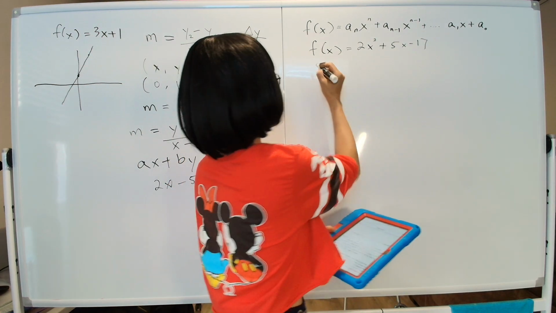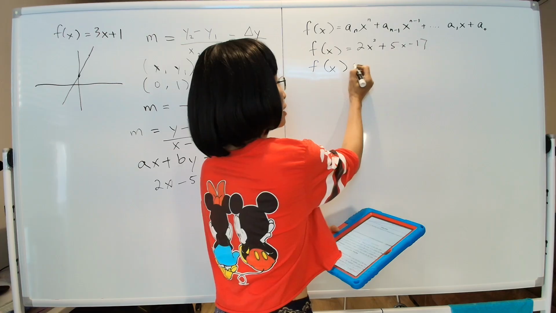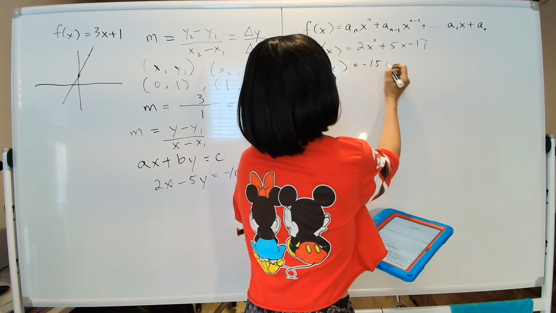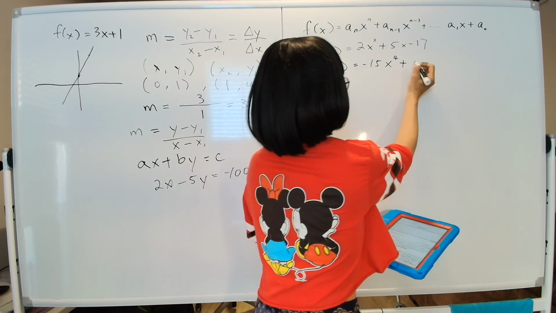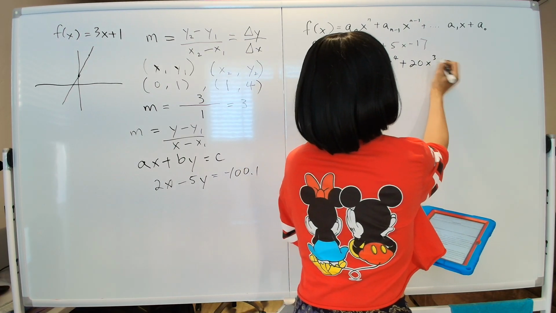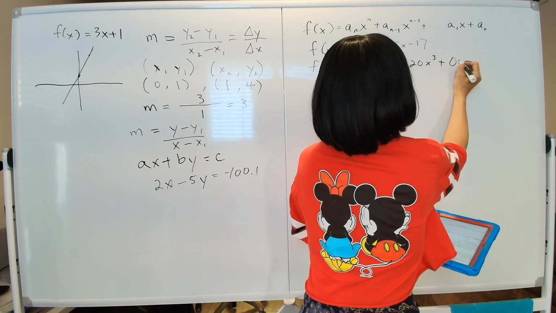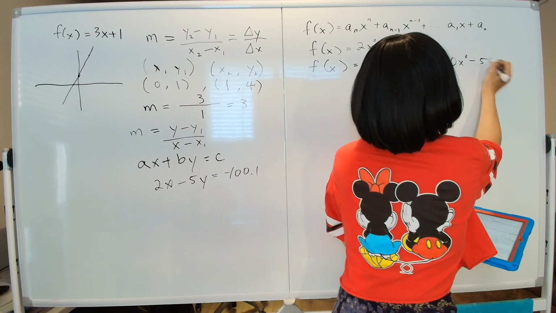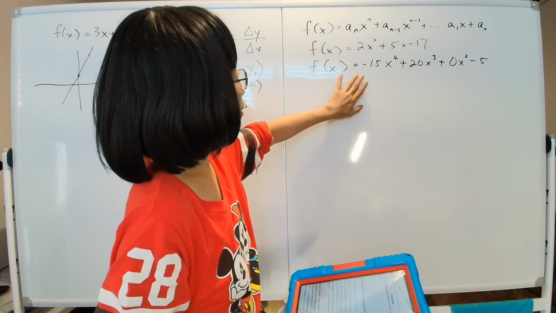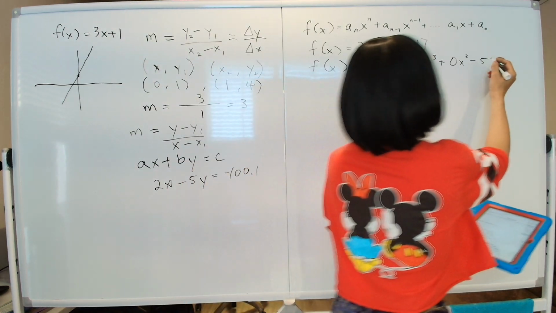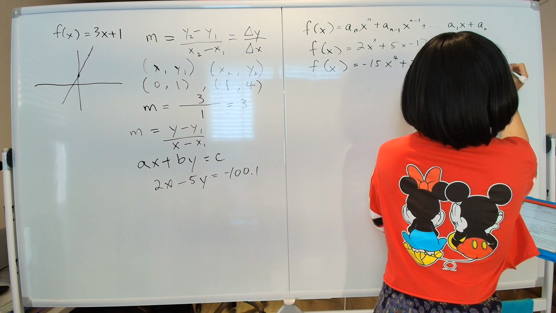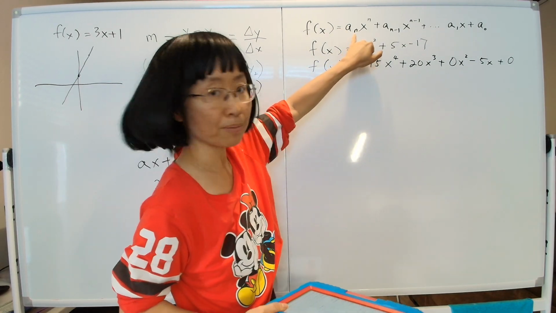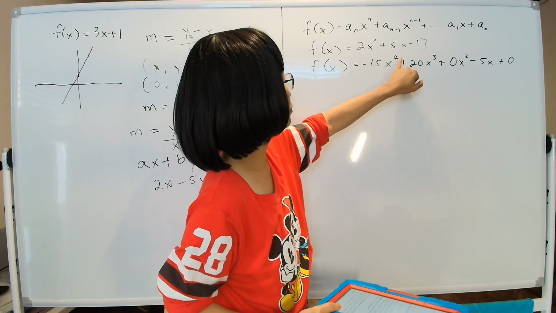And let's come up with another example. I'm just making this up, okay? You can make it up too, it's just some random number. Let's say we'll have minus 15 x to the power 4, and make up something else, 20 x to the power 3, and then 0 x to the power 2, and then minus 5x plus 0, okay? So in this particular polynomial, the highest power is 4, so n equals 4, okay?